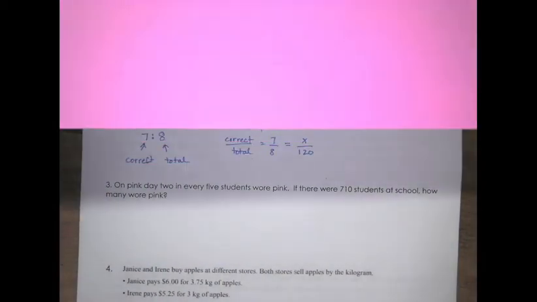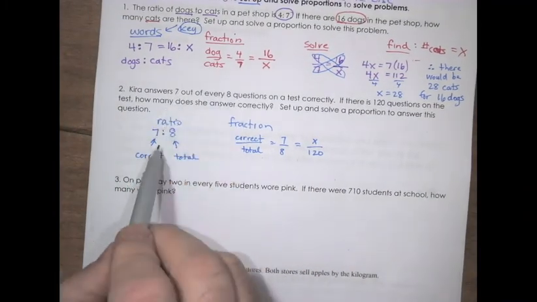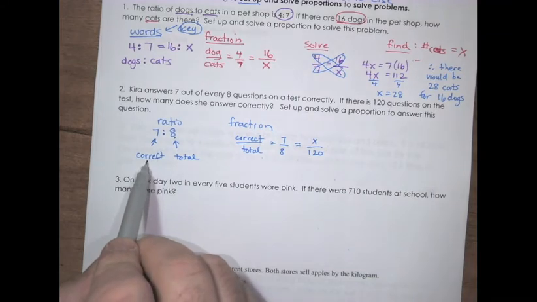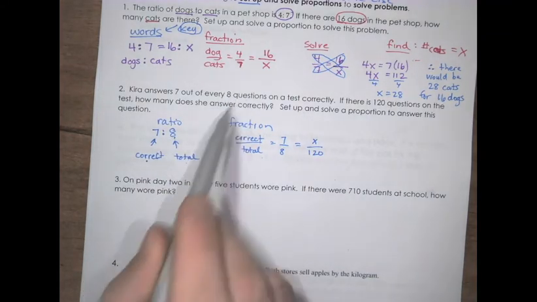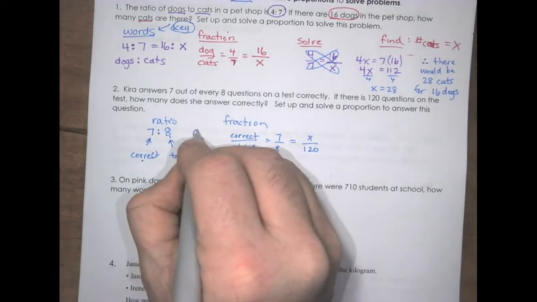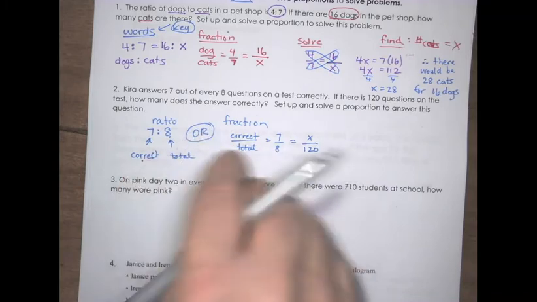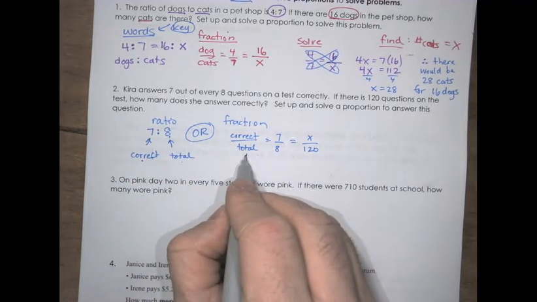All right, so what I did was make a ratio of 7 to 8, 7 being the correct, 8 being the total questions. Or you could set it up as a fraction. So this is a big "or". You don't have to do both, but pick one. But write it in words.